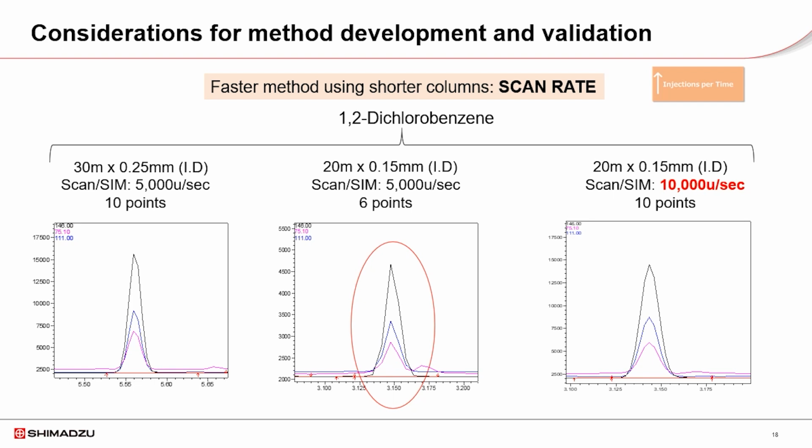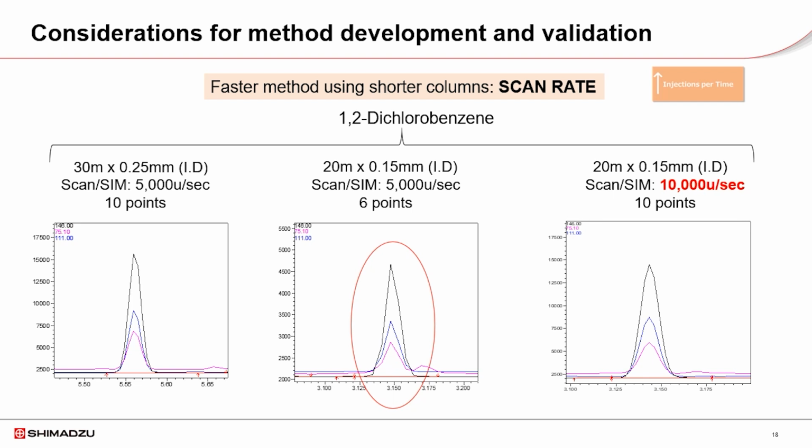It means a faster scan rate for a faster method. As a result, we can get enough points for the chromatogram with the faster method. We set about double the scan speed of the 30-meter column, and it achieved good chromatography even though we use a faster method. So use a faster method with a narrower column.